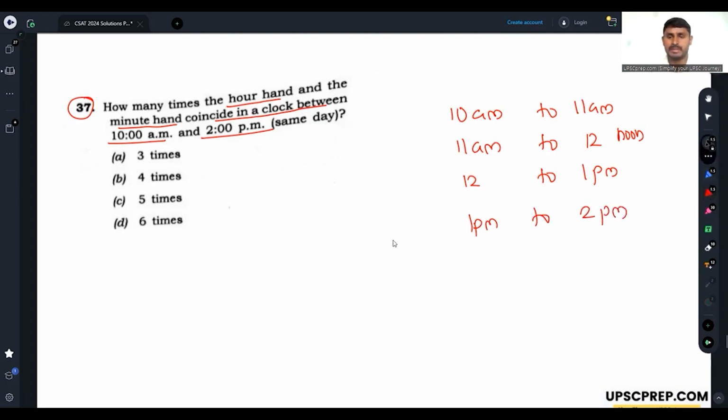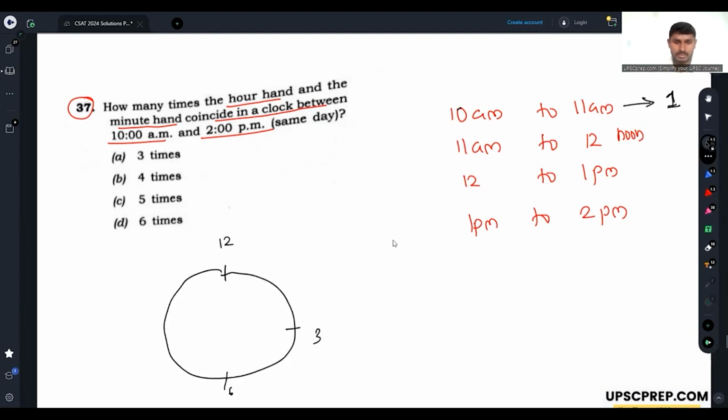Now, from 10 a.m. to 11 a.m., the minute hand and hour hand coincide one time. If you just see the watch, let's say here it is 12, 3, 6, and 9, and approximately here 11 and 10. Let's say this is the hour hand, then the minute hand will also be here. Approximately around 10:54 they will be coinciding.